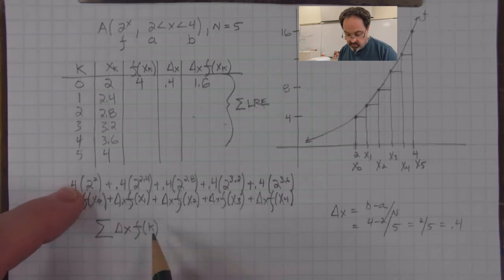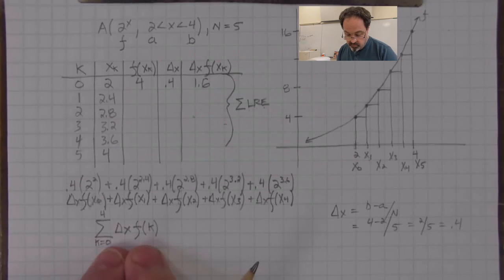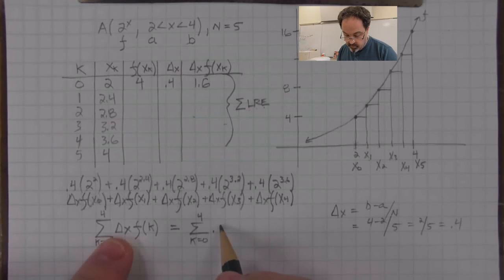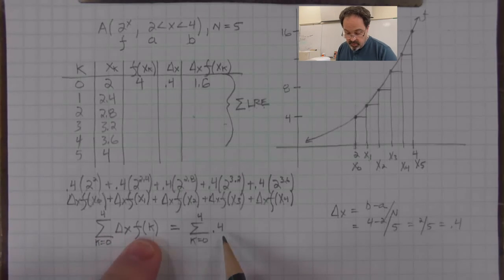The index starts at a k value of 0 and goes up by integers until we get to the final k value of 4. So here we have, in general terms, the sigma notation. And we're going to write this more specifically. The index is still 0 to 4. Delta x is 0.4. And we're going to multiply by the function.